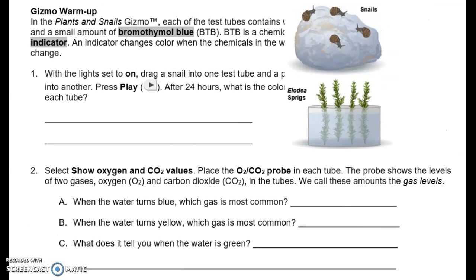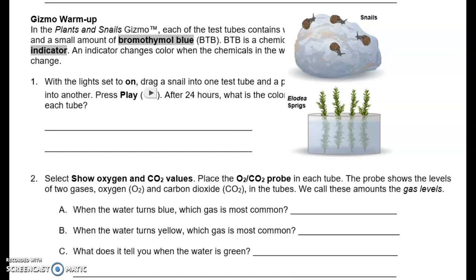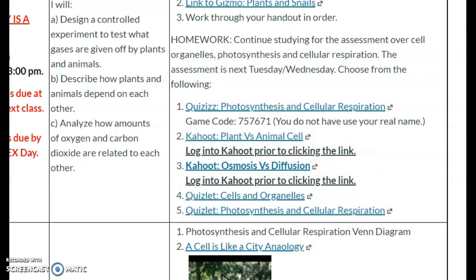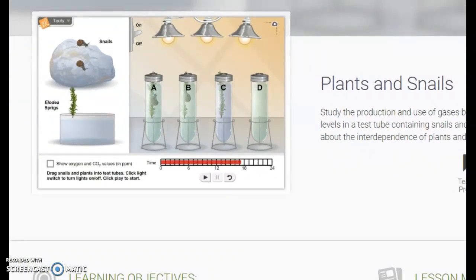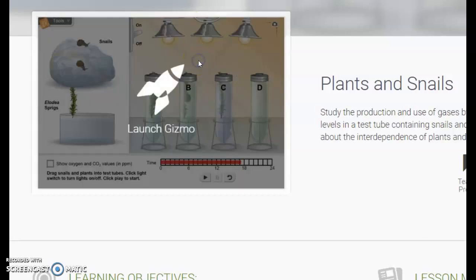Okay, for the next part of this, we're going to go to the Gizmo Plants and Snails, and we're going to work through the warm-up together. Please log into your Gizmo account if you have not already. The login should be your student ID followed by SACS. Your password should be Gizmos, all lowercase. Let's go ahead and launch the Gizmo.